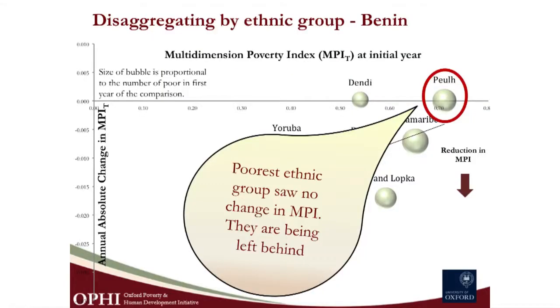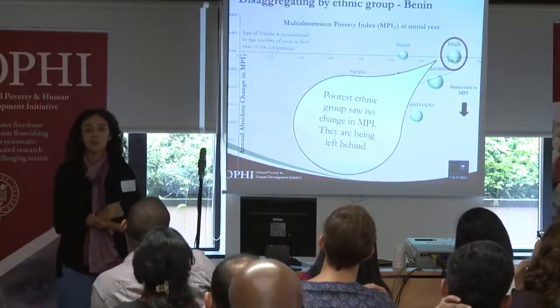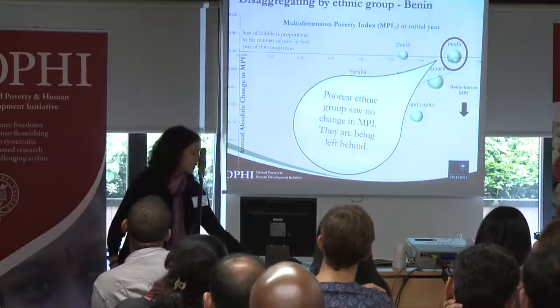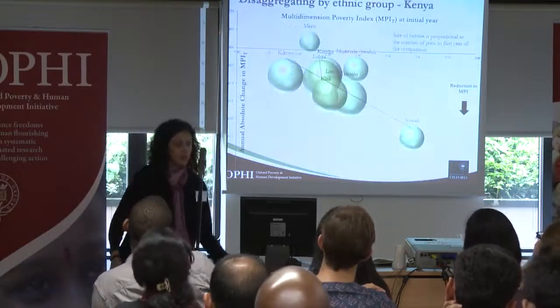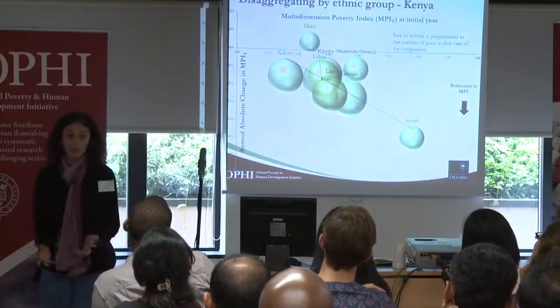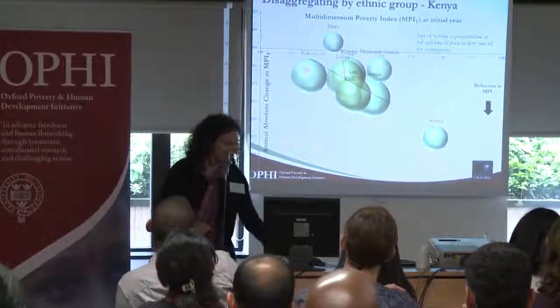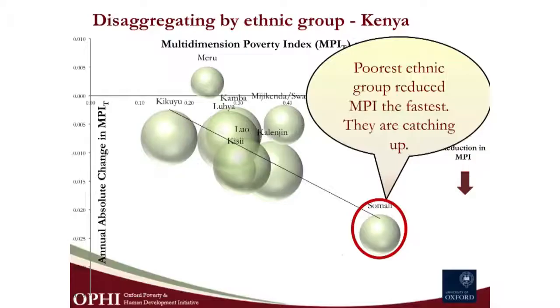So this group is being left behind. This is the poorest group and it is not reducing poverty, while the others are reducing. So it's going to start lagging behind. For Kenya, we see a different picture. We see that the Somali, the poorest group, are reducing poverty faster than everyone else. So they are catching up.